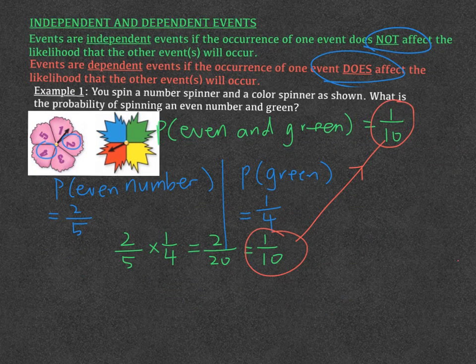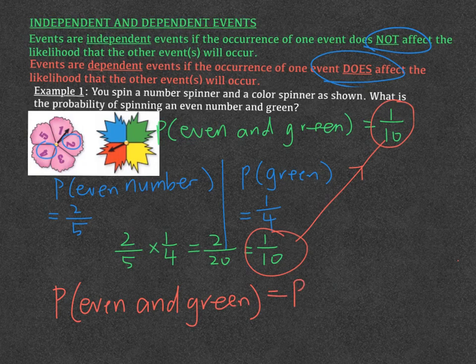For events that are independent, you can take the product of the probabilities of the events. So in this case, the probability of even and green is equal to the probability of even times the probability of green.